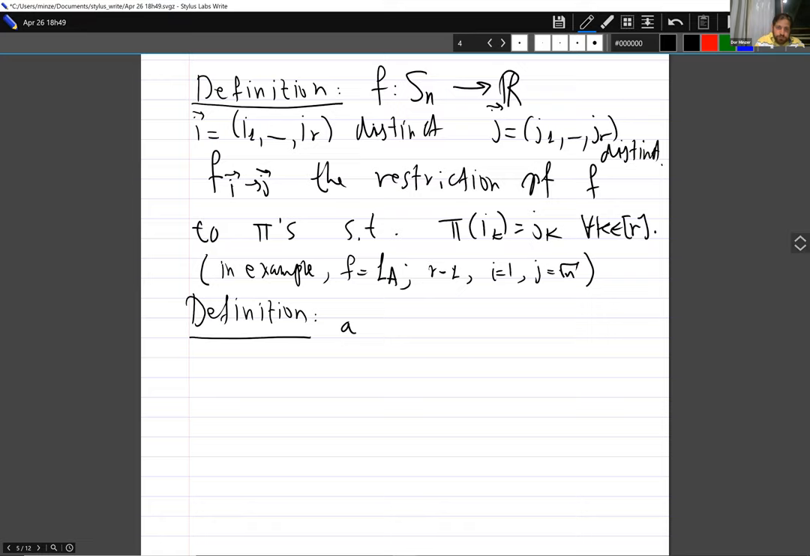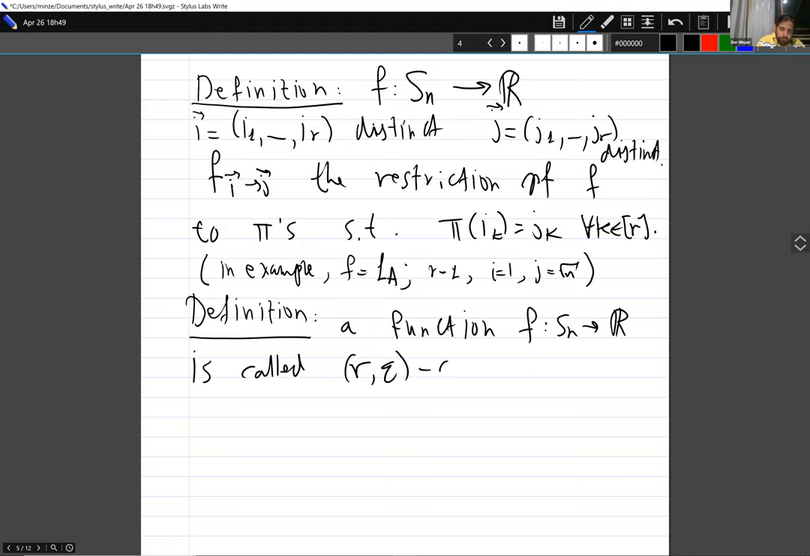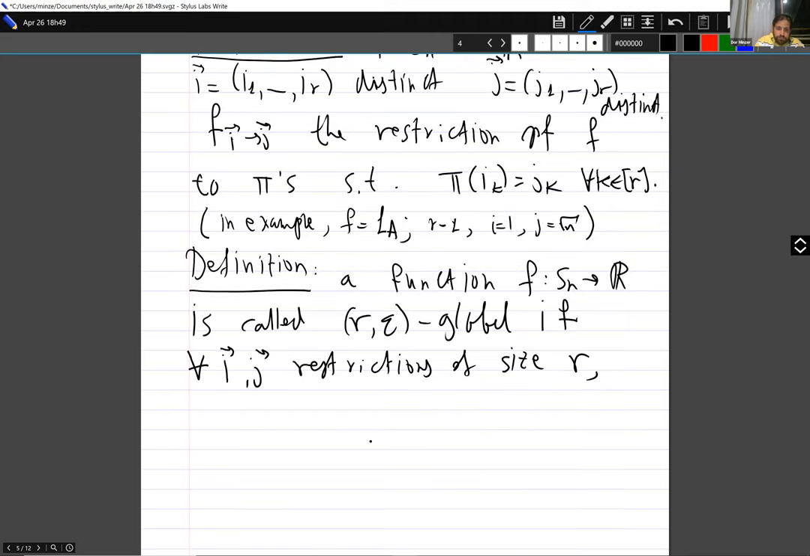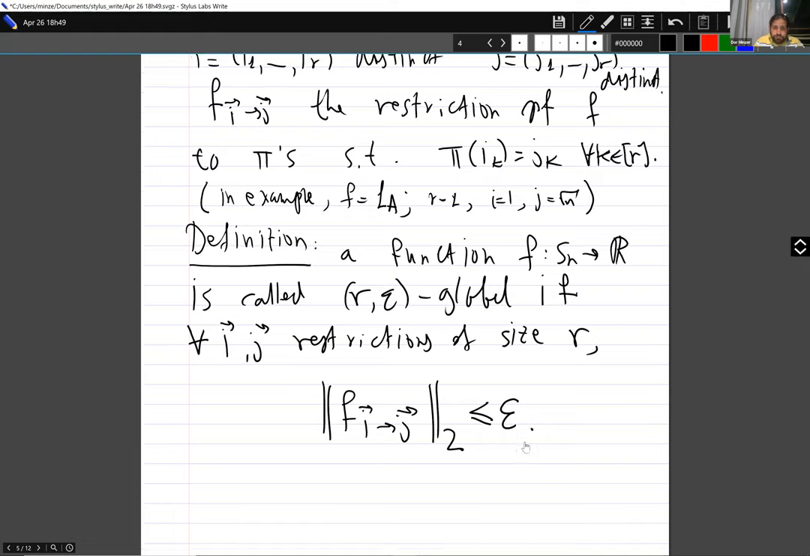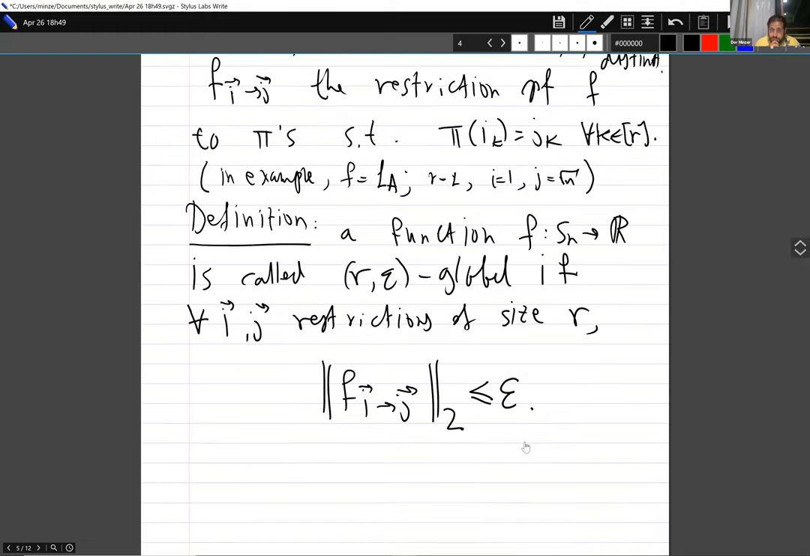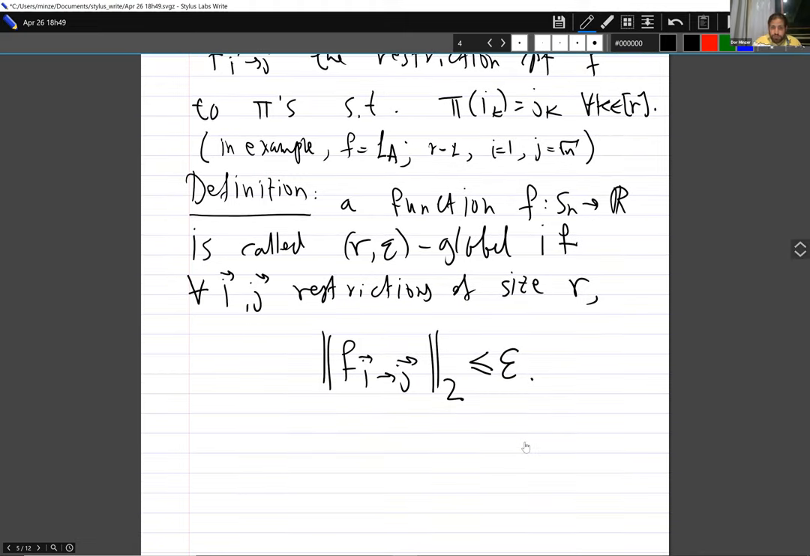So a function f from Sn to R is called r, epsilon global if for all restrictions of size r, if you look at the restricted function and you compute its two norm, where the two norm is with respect to the uniform measure over permutations that send I to J, this is at most epsilon. So this is really the key definition that I want you to take from this talk.